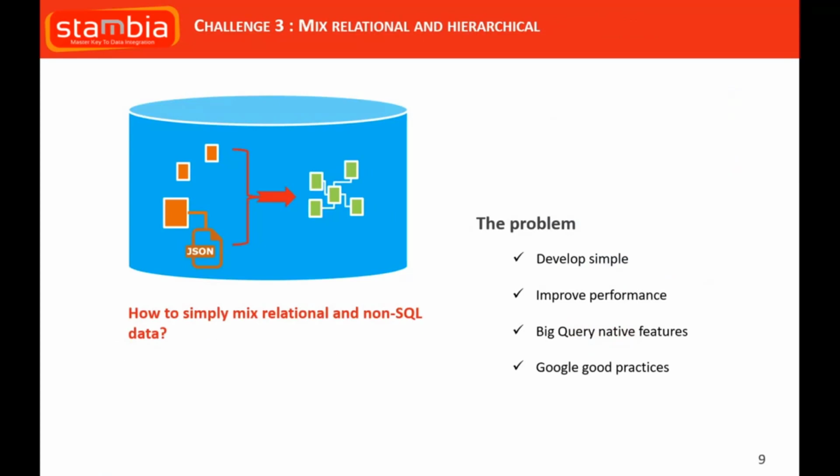The challenge is mixing relational and hierarchical information. The question arises of how to take full advantage of the performance and features offered by our cloud platform. One concrete example is the issues we face when developing one-way flows or data integration for relational and hierarchical modes, while respecting all the good practices of Google BigQuery.